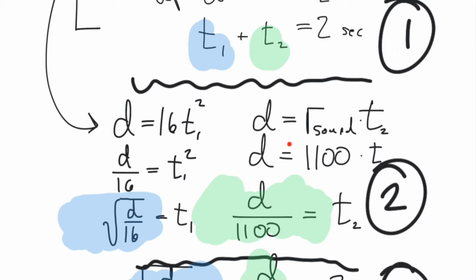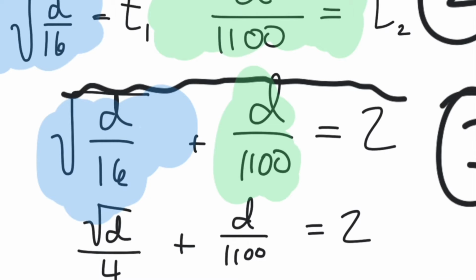Over here, we start off substituting 1100. This d is equal to 1100 times t2. And then dividing both sides by 1100, we get this: d over 1100 is equal to t2. We're going to take these equations, these expressions, and use them back in the overarching equation here.